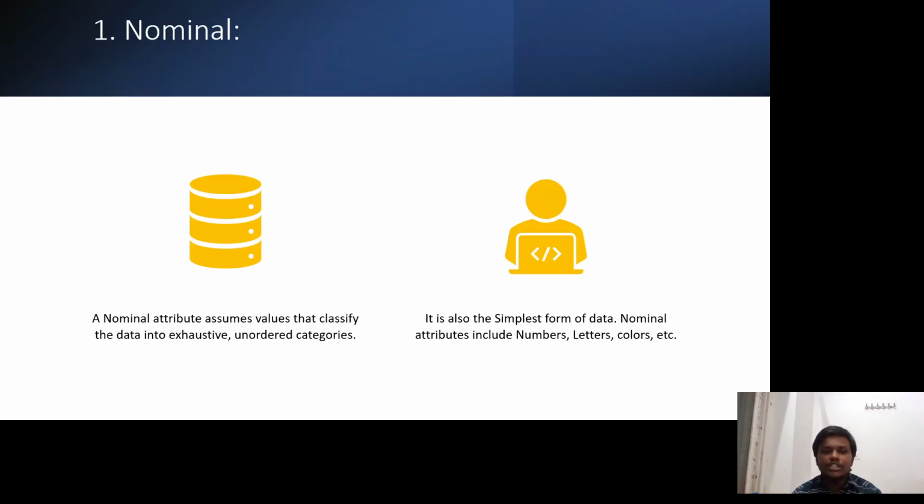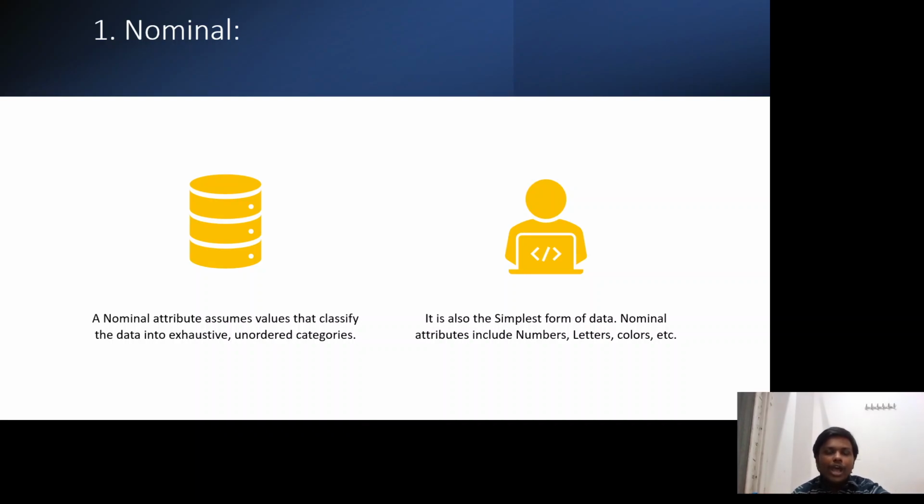And the first one is nominal data. Nominal can also be known by the name categorical data. Nominal is the simplest form of attribute data. It is described by the name and is used to identify or distinguish between one of them, with no specific order. In a nominal attribute we do not have a specific order. For example, we have letters, numbers, colors, etc.